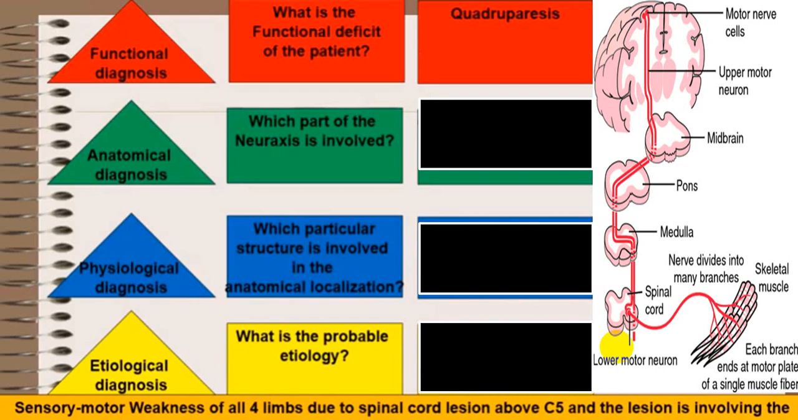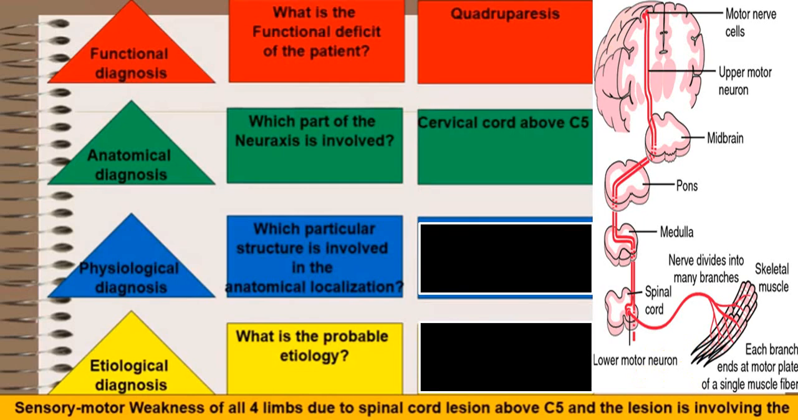Now here is one person who has been presenting with all four limb weakness due to a spinal cord lesion above C5. The lesion is involving pyramidal tract, posterior column, spinothalamic tract due to extradural compressive etiology. Now you can make out the person has got quadriparesis. As far as the anatomical diagnosis is concerned, cervical cord above C5 level.